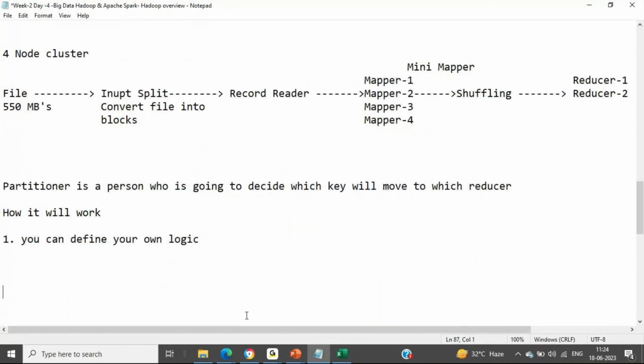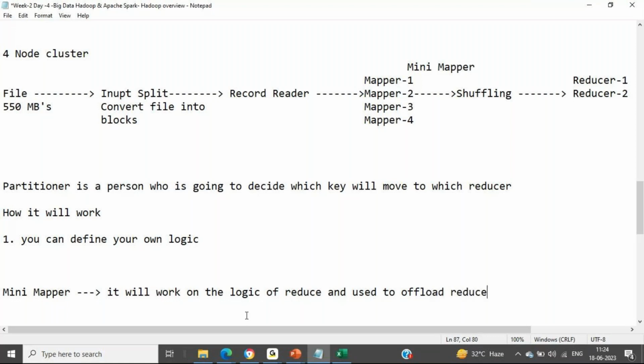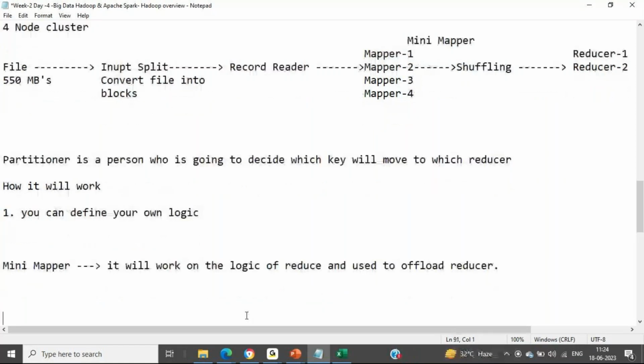So mini mapper. Let me write it down. Mini mapper: it will work on the logic of reducer, and is used to offload the reducer. The component name is mini mapper.